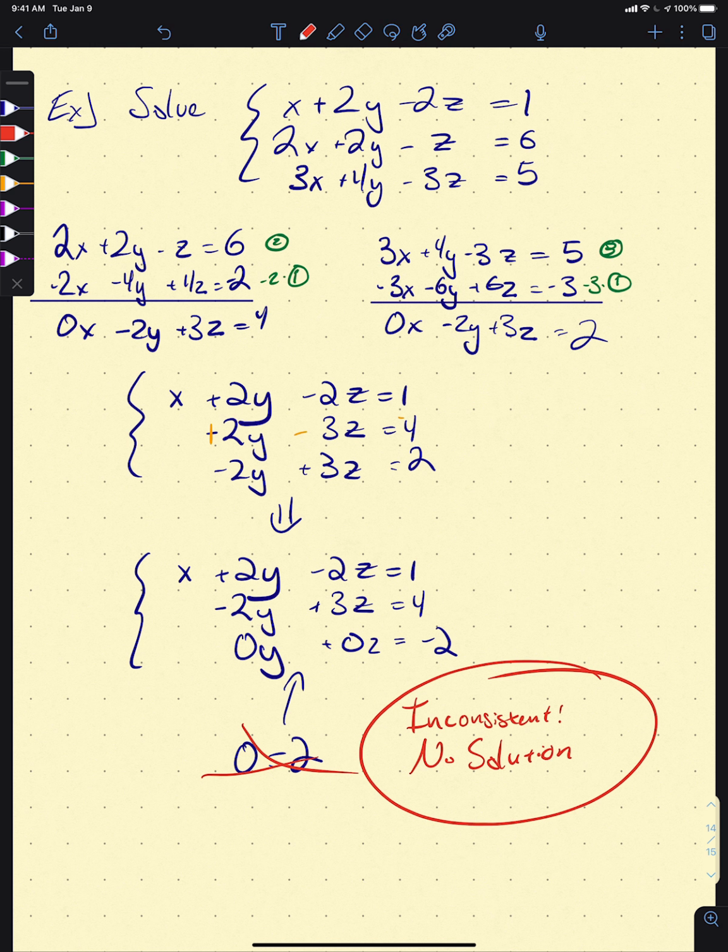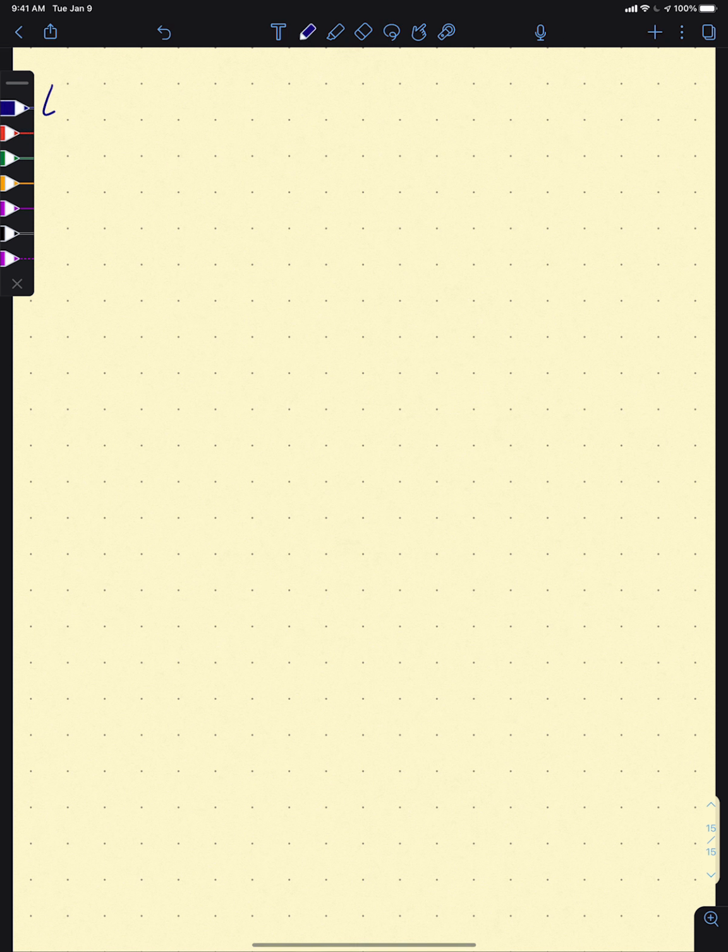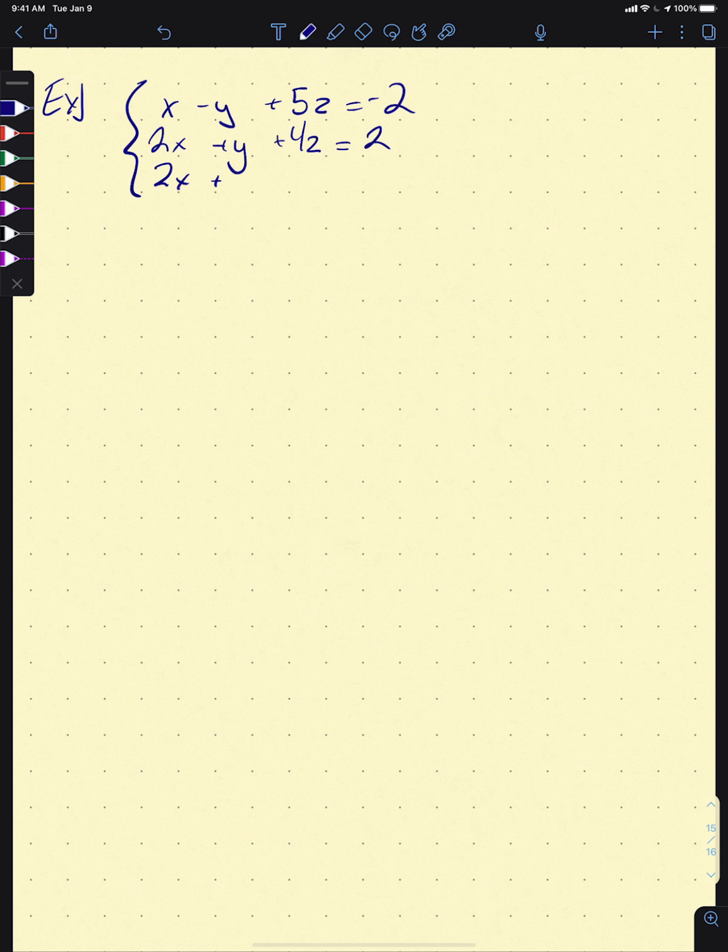Let's go ahead and look at one more of these, okay? And this is what our system is going to look like, okay? So we have x minus y plus 5z equals negative 2. We have 2x plus y plus 4z equals 2. We have 2x plus 4y minus 2z equals 8.